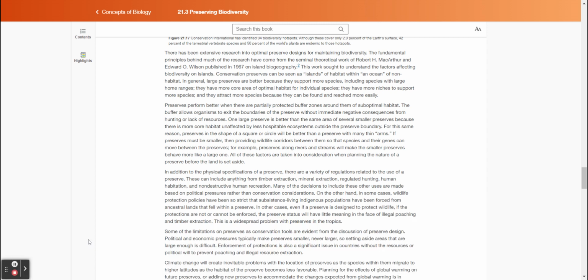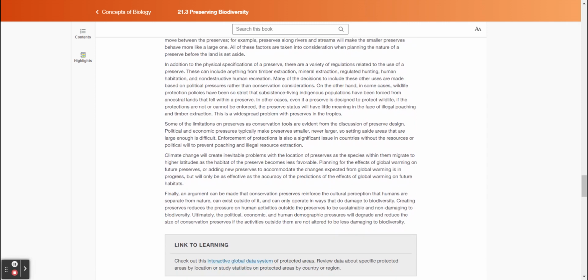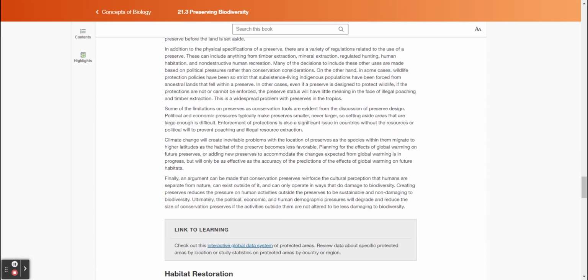aside. In addition to the physical specifications of a preserve, there are a variety of regulations related to the use of a preserve. These can include anything from timber extraction, mineral extraction, regulated hunting, human habitation, and non-destructive human recreation. Many of the decisions to include these other uses are made based on political pressure rather than conservation considerations. On the other hand, in some cases, wildlife protection policies have been so strict that subsistence living indigenous populations have been forced from ancestral lands that fell within a preserve.